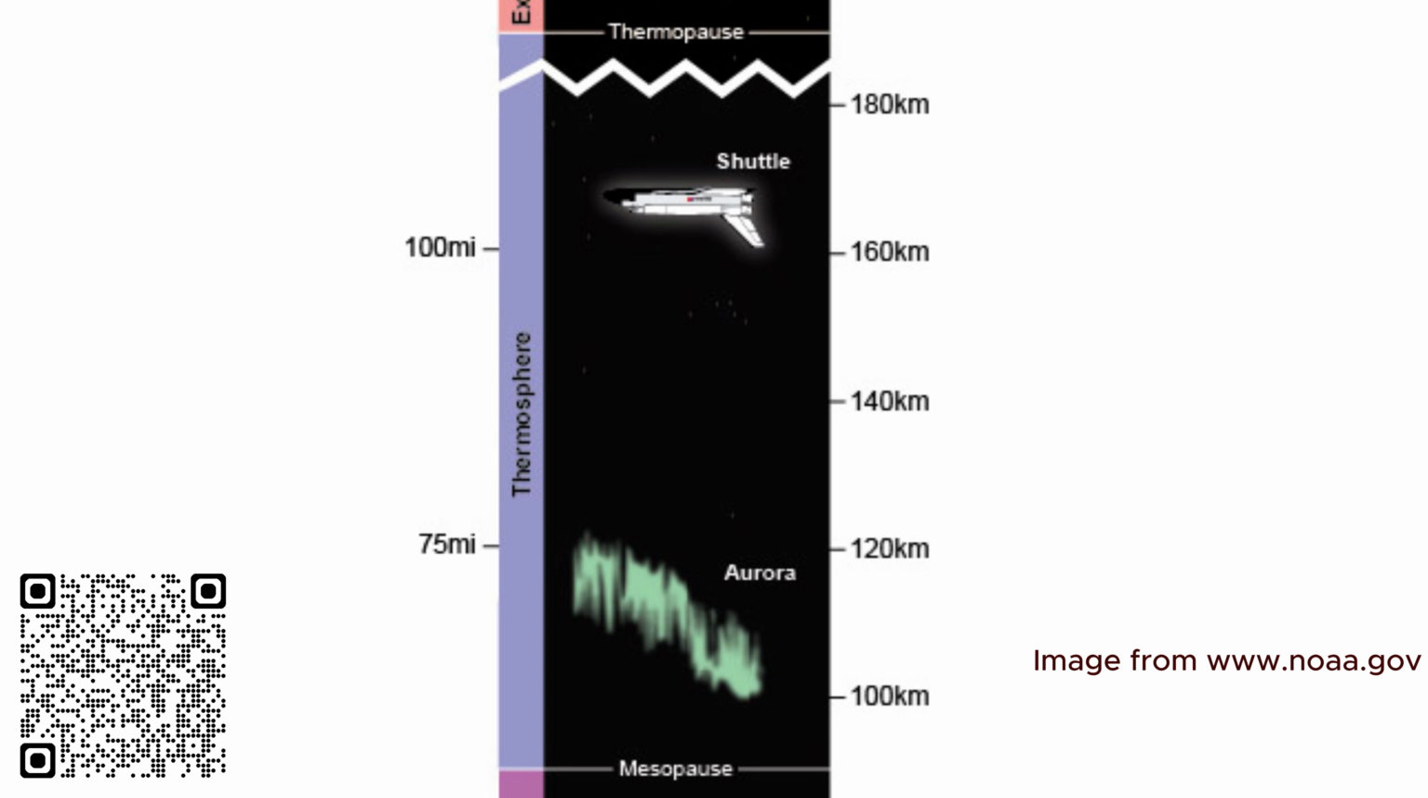Okay, so it's hot but not dense. What else is going on in the thermosphere? Well, this is the layer where we find the International Space Station and many other satellites orbiting Earth. Oh, wow, so it's not just about temperature. It's also a very active region for space exploration.